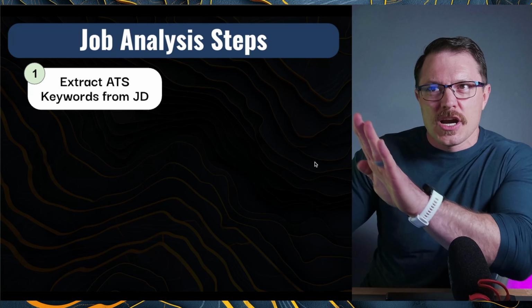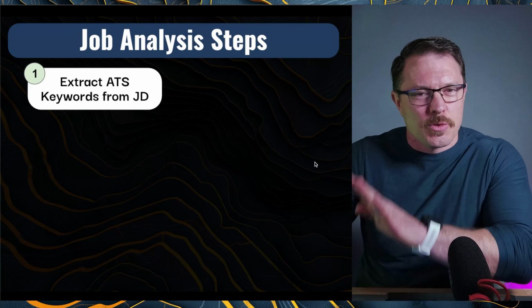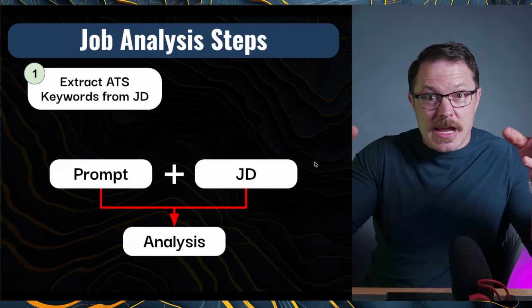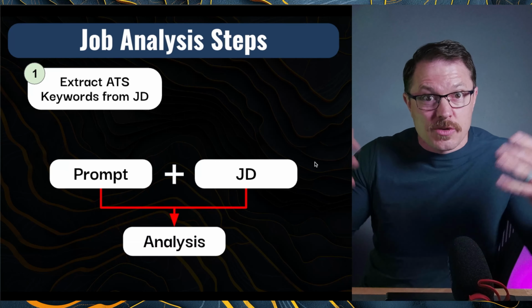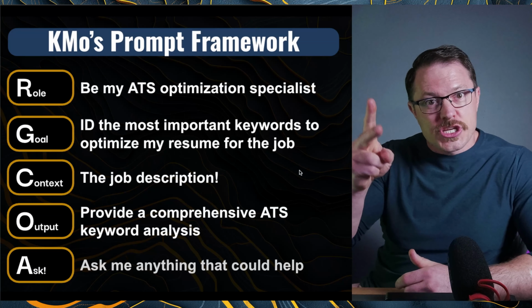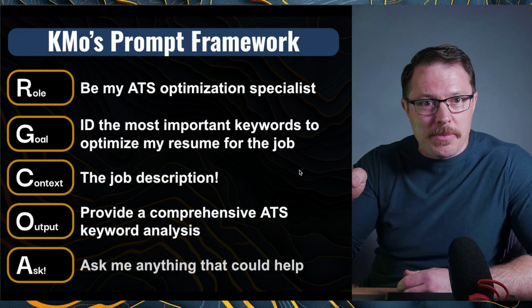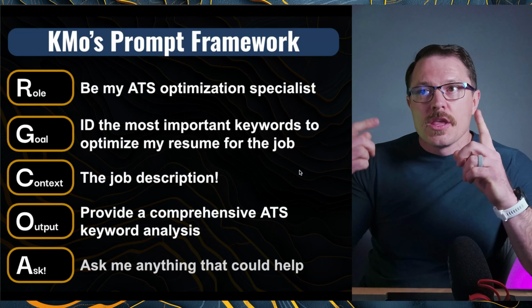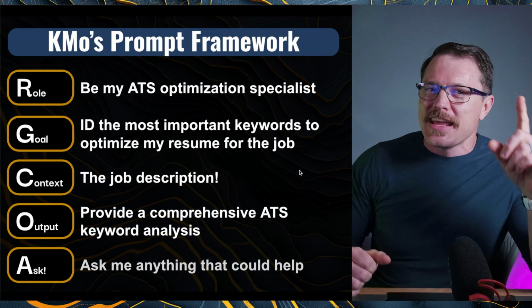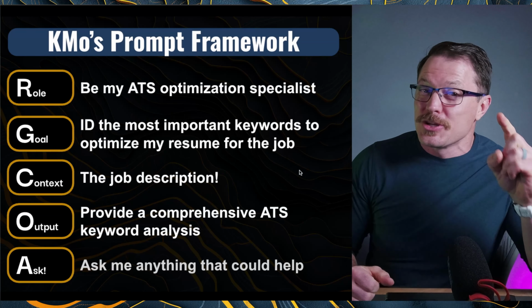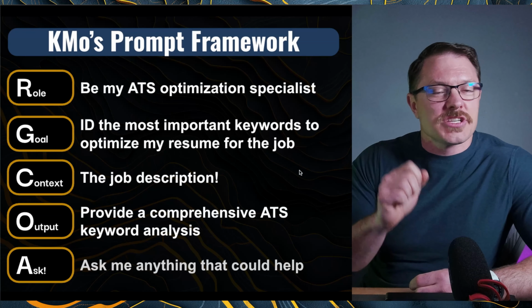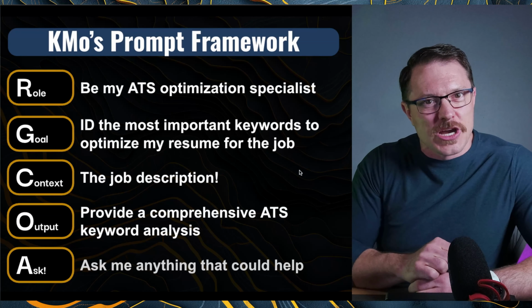So again, we're going to start with just extracting the ATS keywords from the job description. So again, we're going to have a prompt. We're going to give it a job description. Pretty much all we're going to do, and we're going to take that analysis, we're going to save it. So let's go through R, G, COA, and go through exactly what the prompt framework needs to look like today. What's our role? You need to be an ATS optimization specialist, i.e. you need to understand how applicant tracking systems work because you're going to reverse engineer them. And then the goal: identify the most important keywords to optimize my resume for this job that I'm applying for.